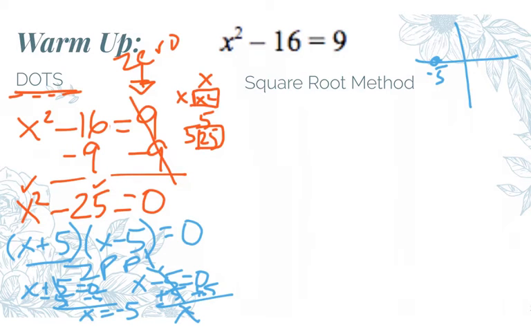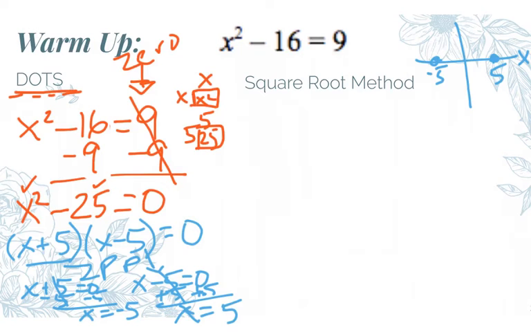X equals a positive 5. So my other root, my other solution, would be a positive 5. All right. And do you know which way it's facing? Is the parabola facing like a U, upwards, or is it facing downwards like an upside down U?